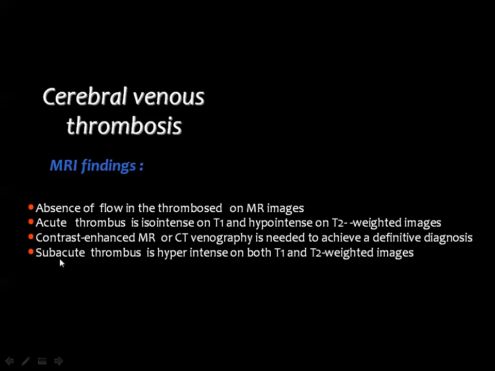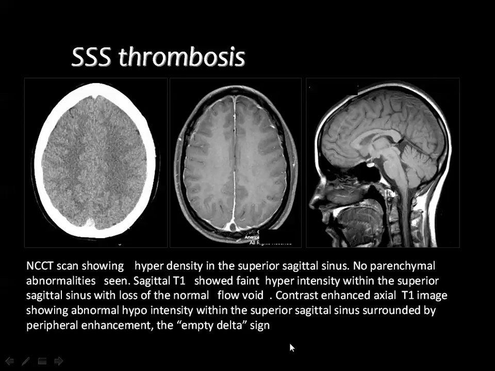While in the subacute phase, the thrombus will appear hyperintense in T1 and T2 due to the presence of late subacute blood, extracellular methemoglobin. And this is one of the values of MRI, since you can diagnose this without the need for venography or even injection of contrast material.